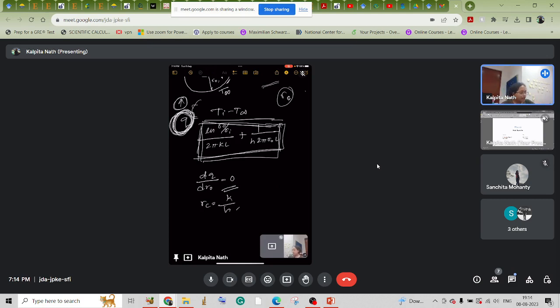But another thing to note here, we can see that there are two phenomena in play. First of all, this is the conduction and this is the convection. So this is the conduction resistance and this is the convection resistance, right? So how does the heat transfer initially increase up to the critical radius and then decrease?